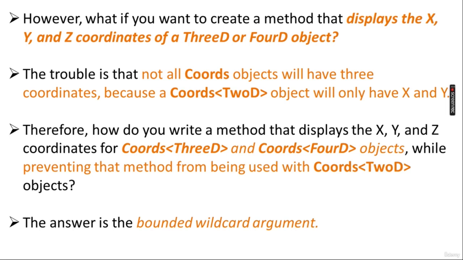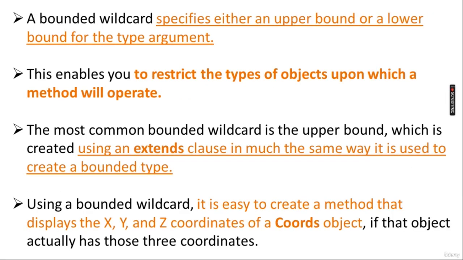The answer is a bounded wildcard argument. A bounded wildcard specifies either an upper bound or a lower bound for the type argument. This enables you to restrict the types of objects upon which the method will operate. The most common bounded wildcard is the upper bound, which is created using the extends clause in much the same way it is used to create a bounded type.